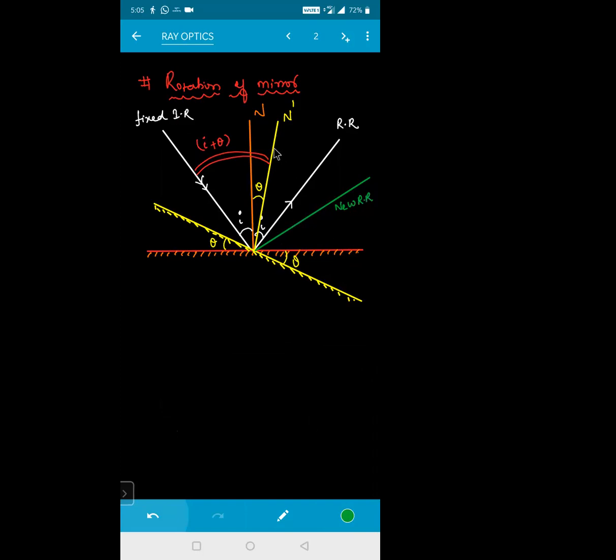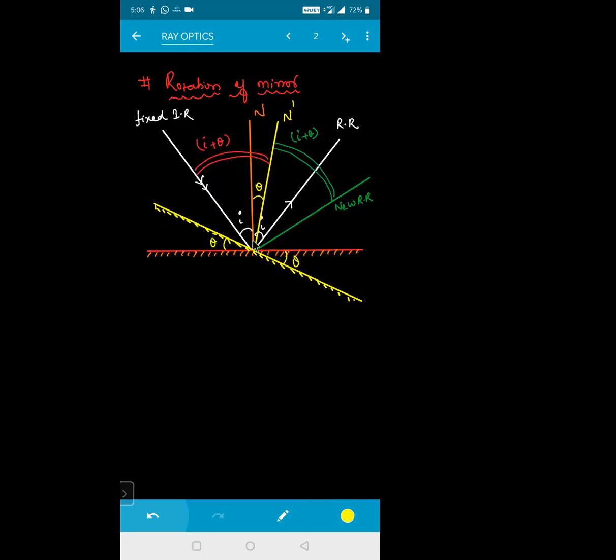Now what will be this angle with the new reflected ray? You know that the angle of incidence must be equal to the angle of reflection. If this is I plus theta, this also should be I plus theta. Agreed?